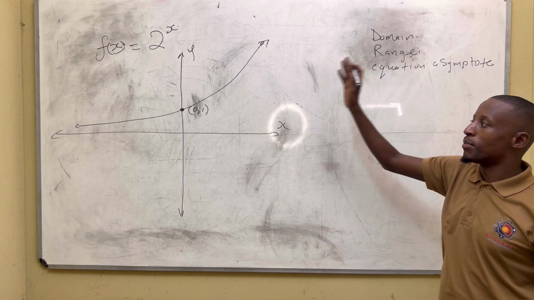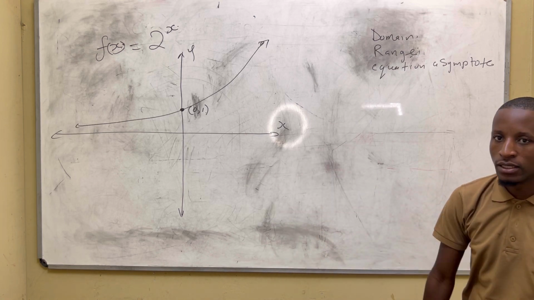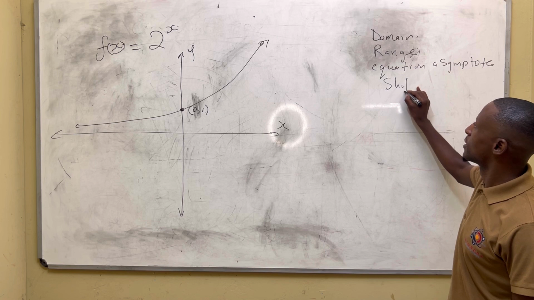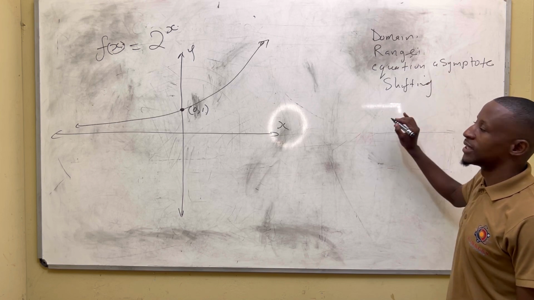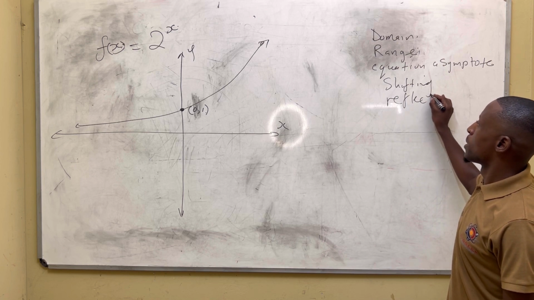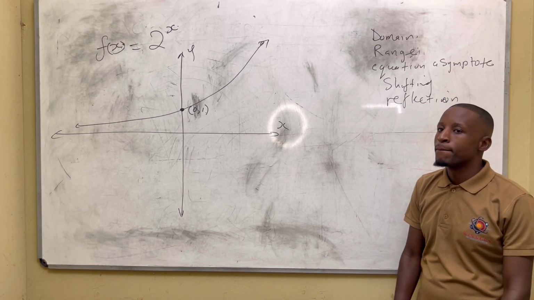Then they won't ask you about the axis of symmetry. We won't have that question under here, axis of symmetry. Then they can ask you about the shifting of the graph, and then about the reflection. So these are the questions that you must be able to answer.